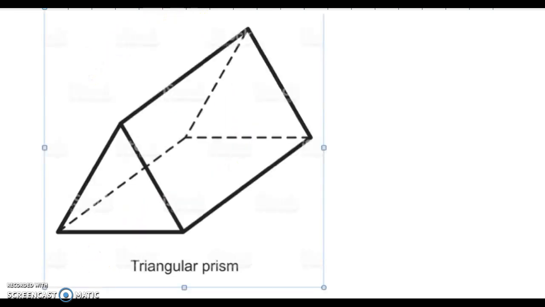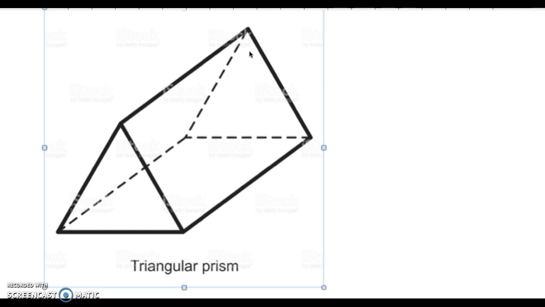Here is another 3D object, and this one's called a triangular prism. Now this one has 5 faces, so 1, 2, 3, 4, and then the bottom one is 5. 5 faces. 2 of the faces are triangles. So that one's a triangle, and that one over here is a triangle. And the other faces are rectangles, so the other 3.